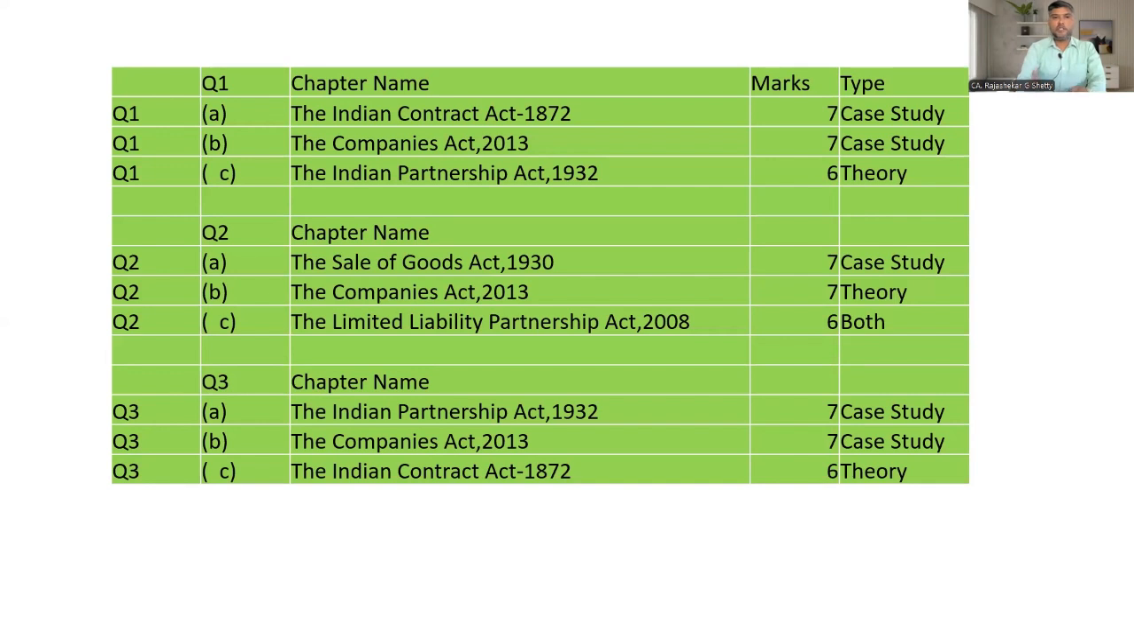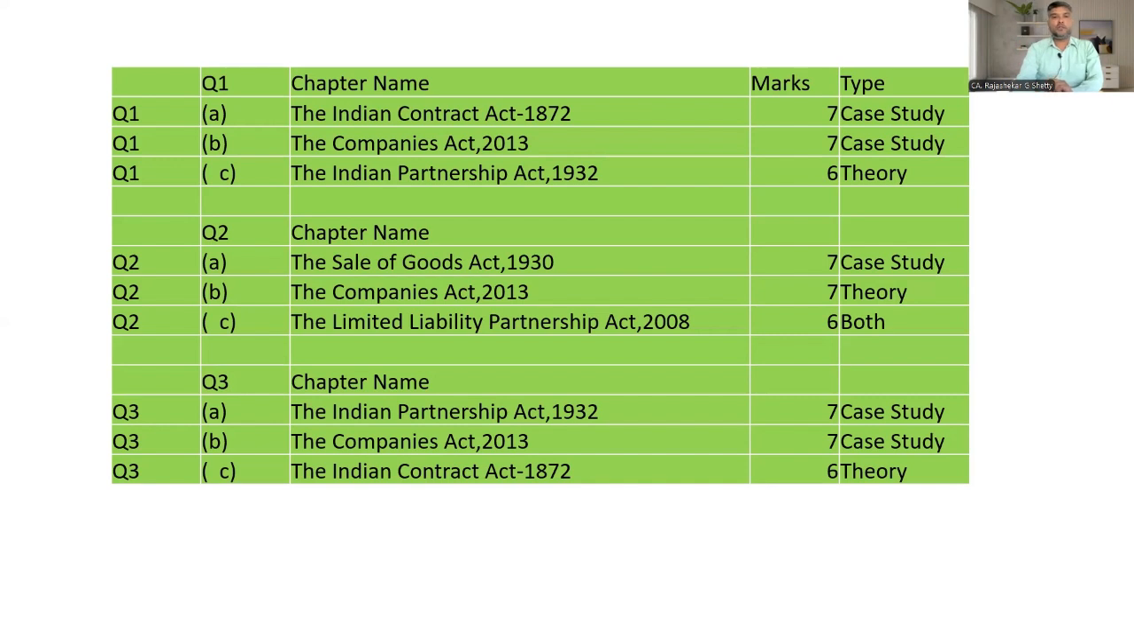Now question number 1, which is a compulsory question, will be asked from 3 chapters. The first is always question number 1A, which is Indian Contract Act for 7 marks. Question number 1B, Companies Act for 7 marks. This is a case study. And the last, question number 1C, is Indian Partnership Act. It's a theory.